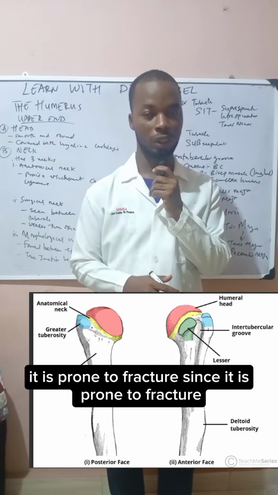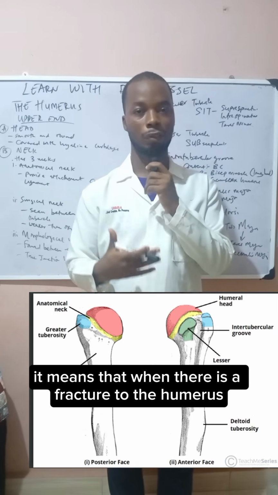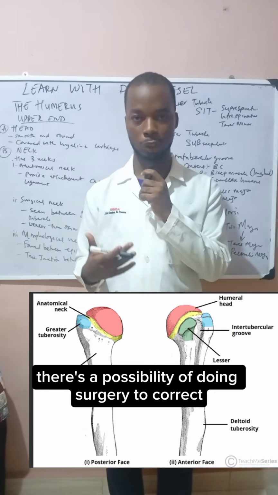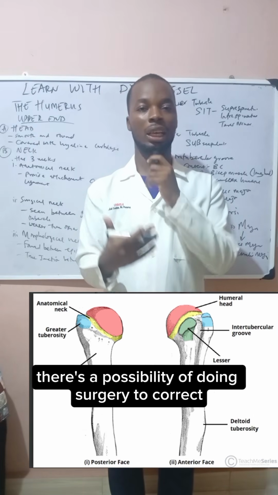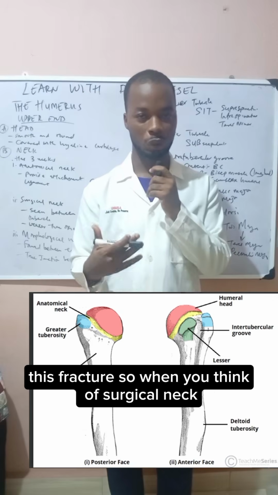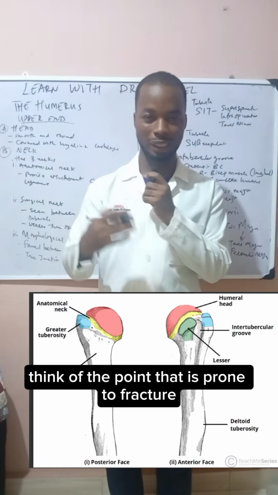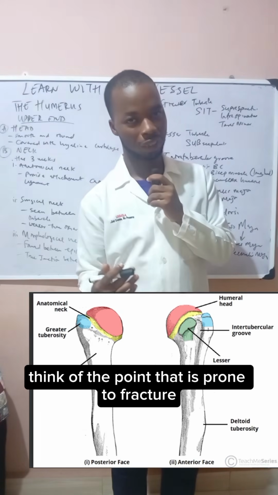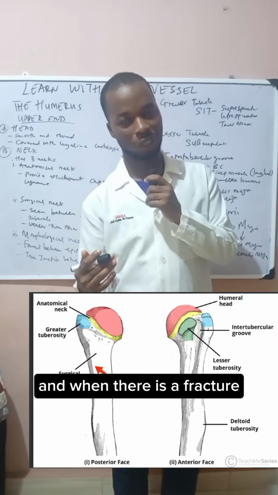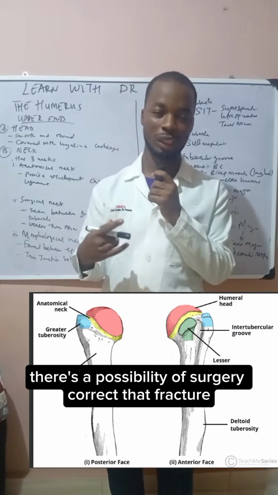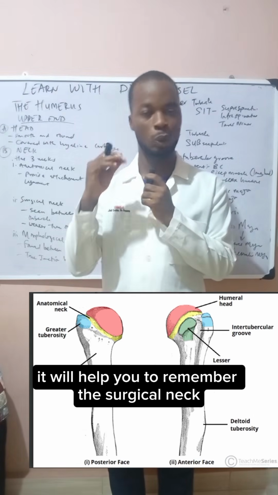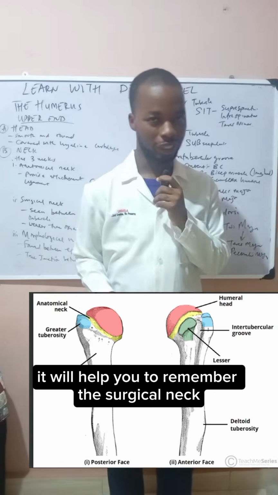Since it is prone to fracture, it means that when there is fracture to the humerus, there's possibility of doing surgery to correct this fracture. So when you think of surgical neck, think of the point that is prone to fracture, and when there is fracture, there's possibility of surgery to correct that fracture. It will help you to remember the surgical neck.